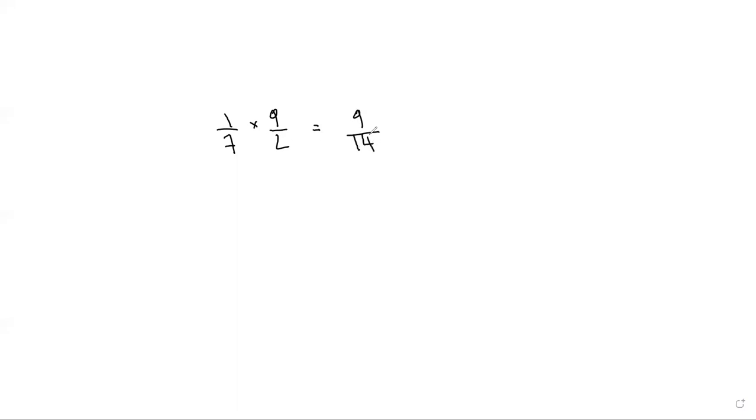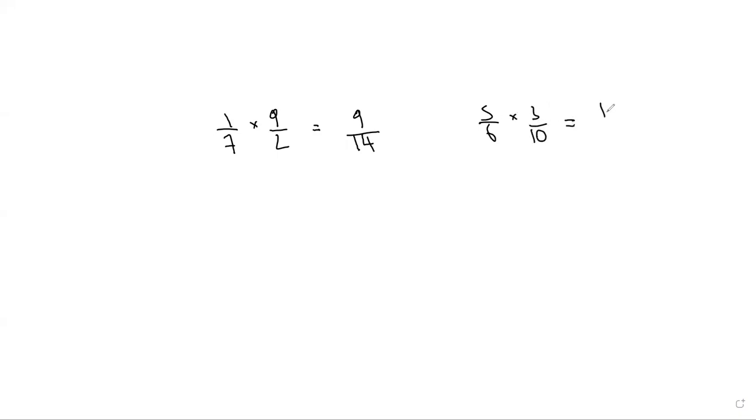And if you can reduce the answer, please do so. In this case, you can't. The only factor that 9 has is 3, and 14 doesn't have that as a factor. So this is not reducible. And the next one is 5 over 6 times 3 over 10.